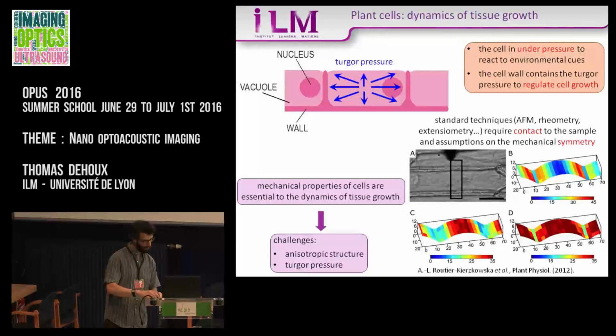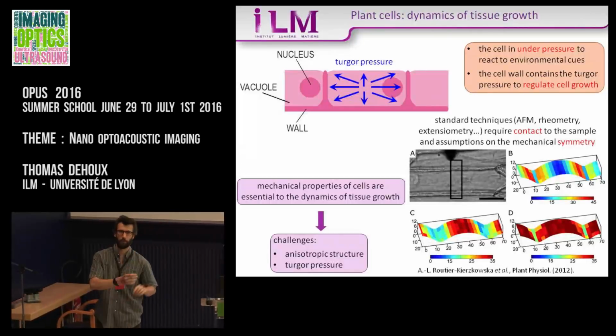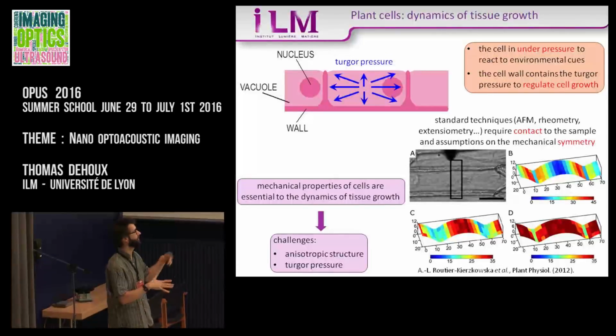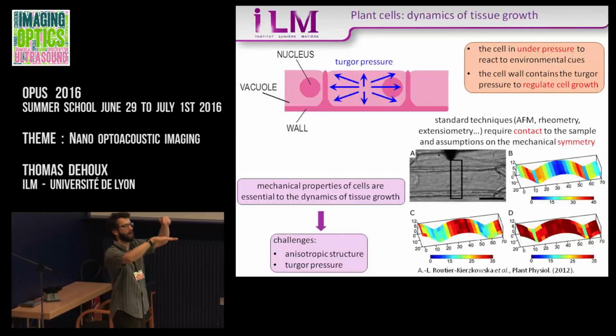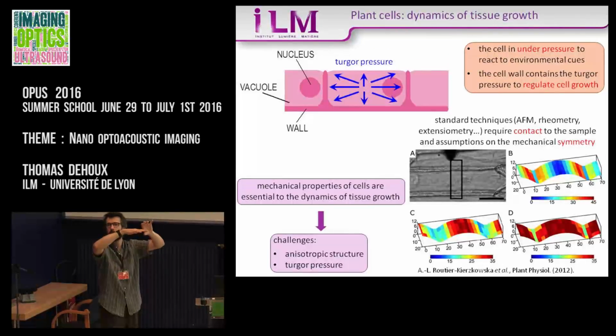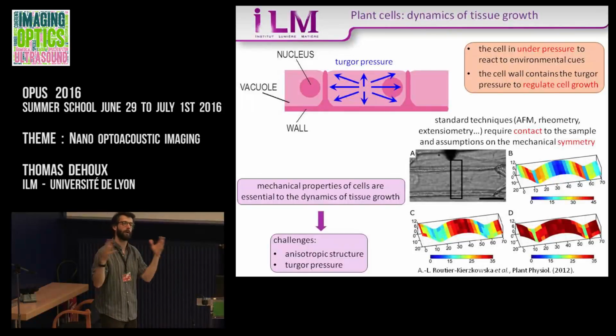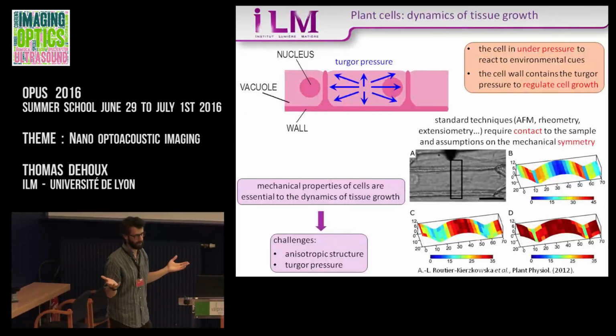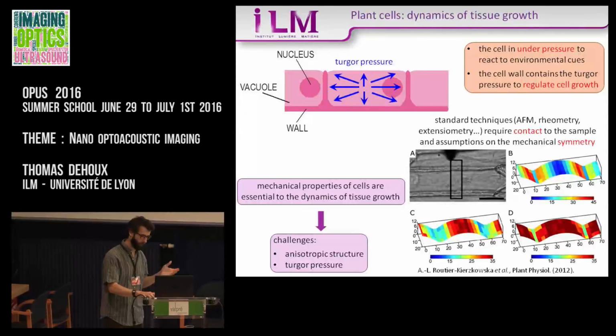And if you try to measure the mechanical properties of this structure with the contact techniques I showed you previously, for instance AFM, if you try to press on the surface of an anisotropic layer resting on the pressurized liquid at just one single point, and if you don't know the mechanical symmetry of this anisotropic structure, there's not much information that you can extract. So that's where acoustic waves can be useful.